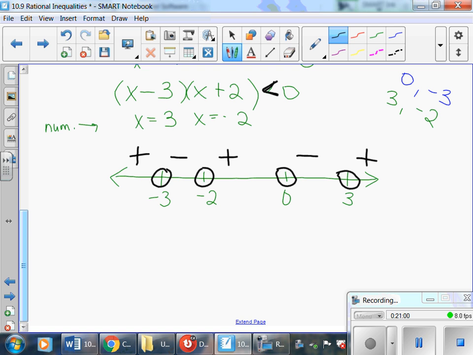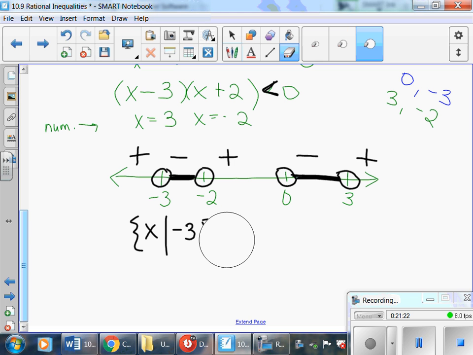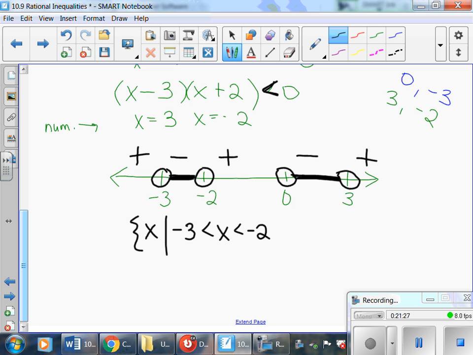So what does this look like? We know this has to be less than 0. So it's got to be the negatives. So it's got to be in here, and it's got to be here. So let's write this in set builder notation. So x such that it's going to be 2 sandwiches. Let me just rewrite that because that looks poor. So -3 is less than x, which is less than -2, or 0 is less than x, which is less than 3.